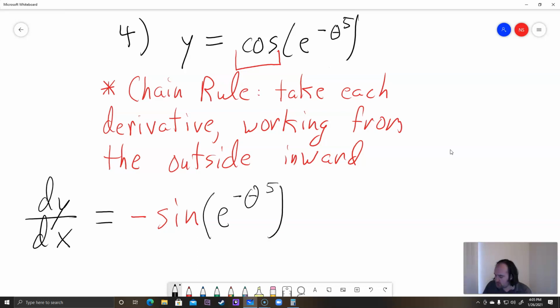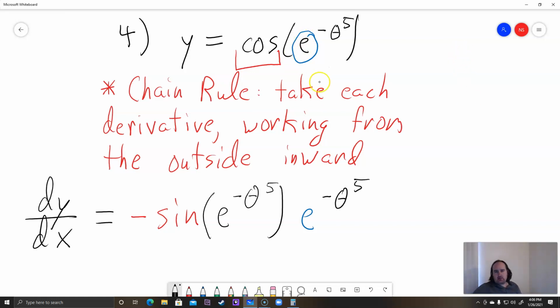So what I did there was I took the derivative of the outermost function and I left the middle and the inner function alone. And now we take the derivative of the middle function. So here the middle function, I'll circle that in blue, is actually e, and it's e to a power. Remember, the derivative of e to the whatever is e to the whatever. So we're going to have e to the negative theta to the 5.